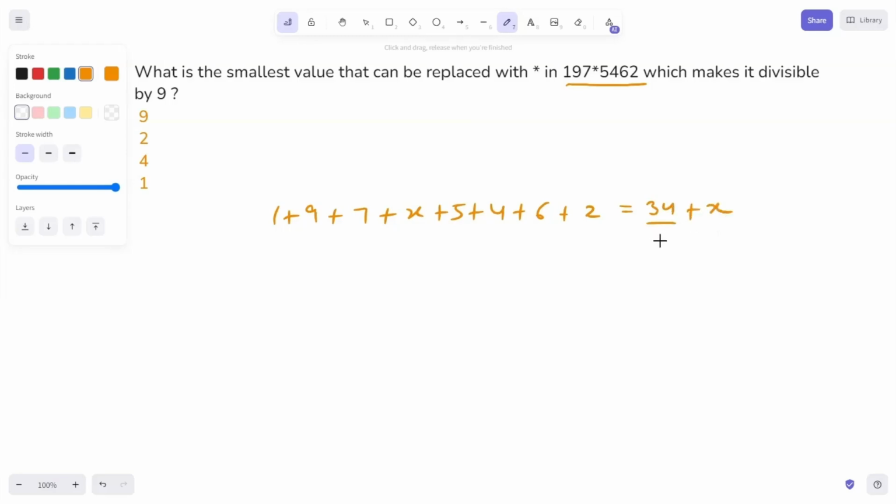Is 34 divisible by 9? No, it is not divisible by 9. So if we put the value of x equals 2, it means 36. Is 36 divisible by 9? Yes, 36 is divisible by 9. So the value of x can be 2. So our second option is the correct option.